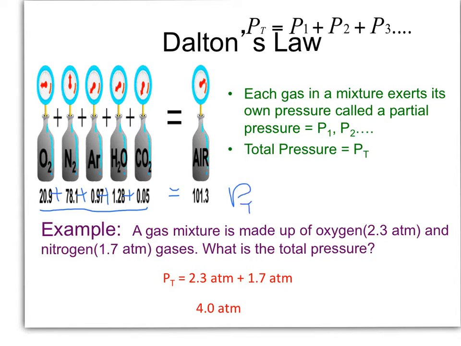Let's take a look at the example at the bottom. We had a gas mixture that was made up of oxygen and nitrogen gas, and I wanted to know what the total pressure was. All we would do is just add those two together. 2.3 plus 1.7 gives us 4.0 atmospheres.